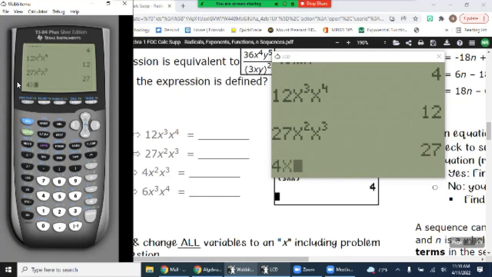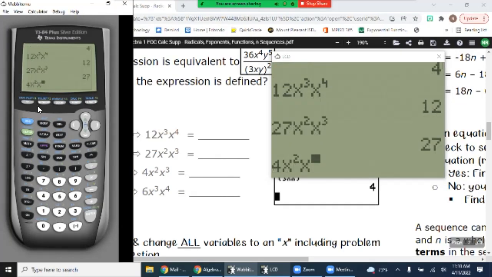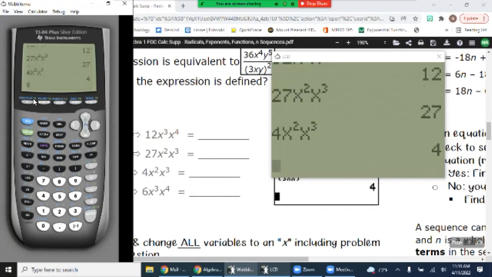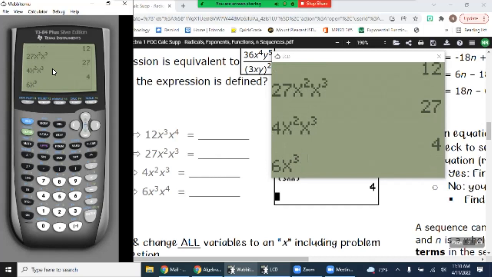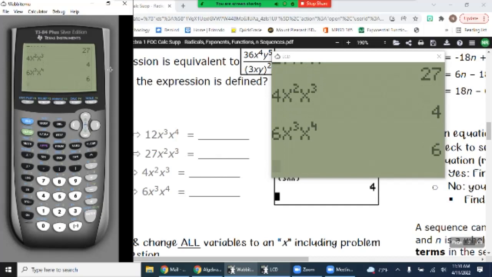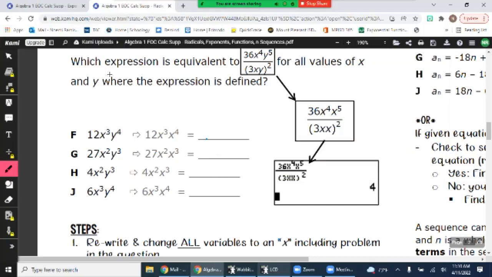4 x squared, x to the power of 3. That one gives us 4. And then we also get 6 x to the power of 3 and x to the power of 4. That one gives us 6. So let's write those numbers down. The first one gave us 12 when we typed it in. Next one gave us 27. This one gave us 4. And this one gave us 6. So our answer would be the 4. These two are equivalent.